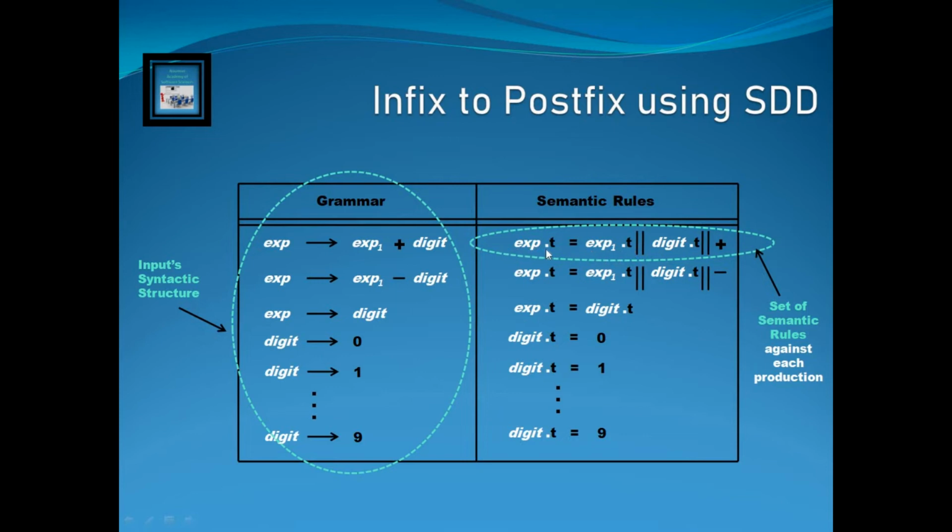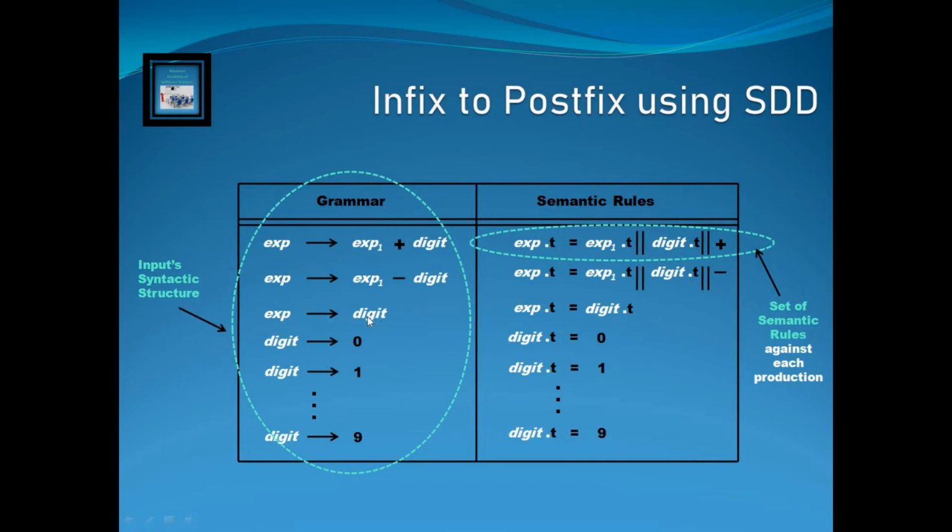The semantic rule is saying that when the expression has the form of expression plus digit, then this main expression's postfix form is equal to this sub expression's postfix form concatenated with, this sign is showing concatenation, the postfix form of this digit, digit.t, and then the operator will come. Similarly, the second rule is saying when expression has the form of expression minus digit, then the main expression's postfix form is equal to the sub expression's postfix form concatenated with the digit's postfix form, and then minus will come.